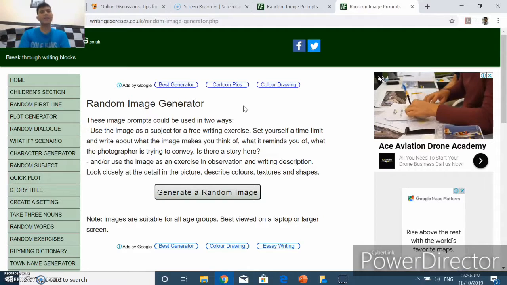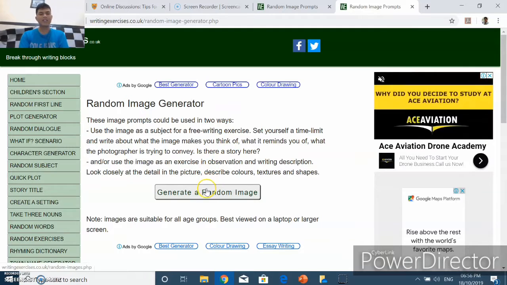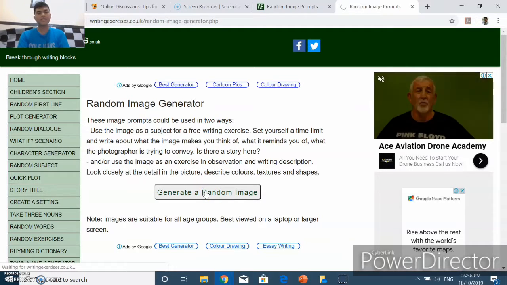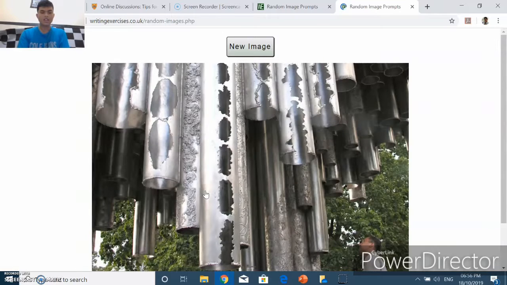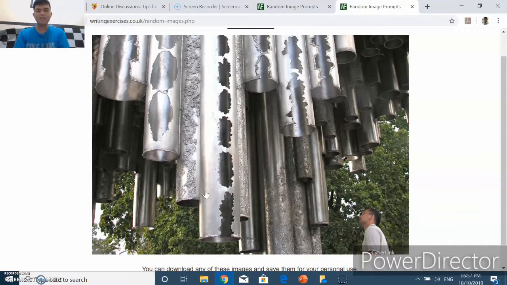This is the random image generator, and its function is that we can click generate a random image. So just wait. Okay, so there is a man looking at a stack of steel. Based on this picture, we can tell the students to make a story about it, and then they have to put the result onto our learning management system.